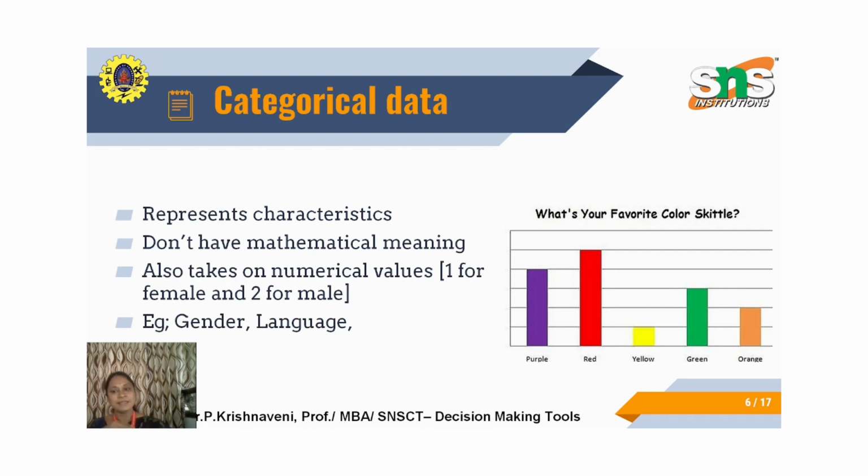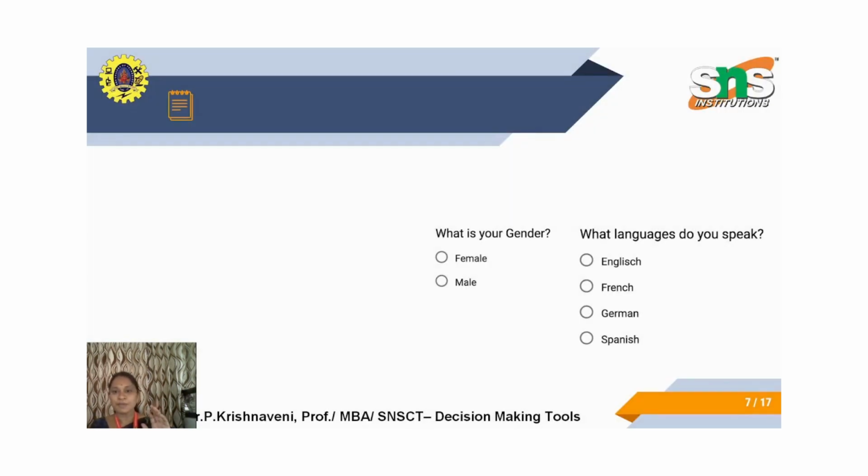Say for example, the average of all these colors will not give any meaning at all. If I am giving one for purple, two for red, the average of these two will not give any differences. We could not make any decisions. Like language, gender, if I'm giving one for male and two for female, it doesn't have any differences. There is no mathematical meaning at all. Those types of data we call categorical data.